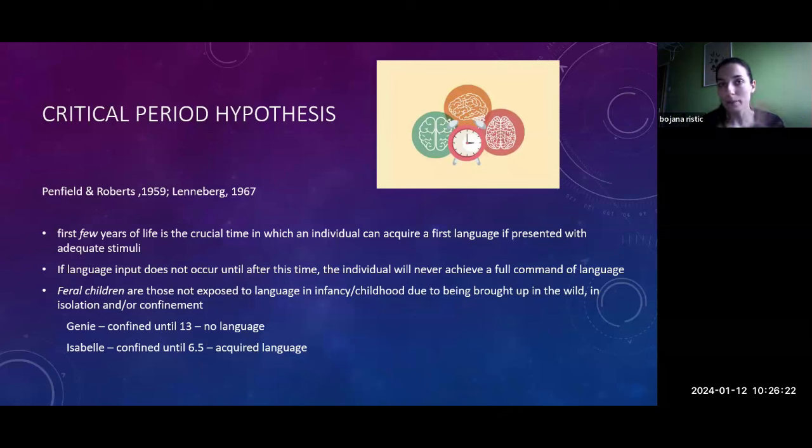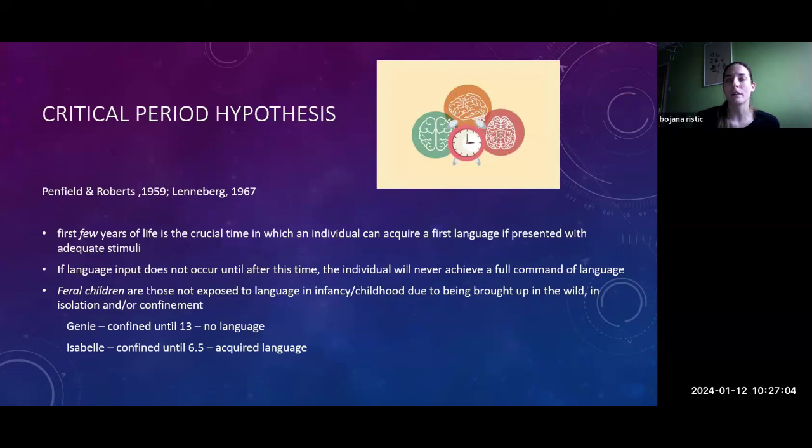And it has been shown that if language input through interaction does not occur until the end of this time window, the individual will never learn the language. And unfortunately, we have cases of so-called feral children. Those are children that, due to some unfortunate circumstances, have been isolated from their infancy, either brought up in the wild or kept in isolation or confinement. That's very unfortunate, but some of these cases have actually been useful for science.